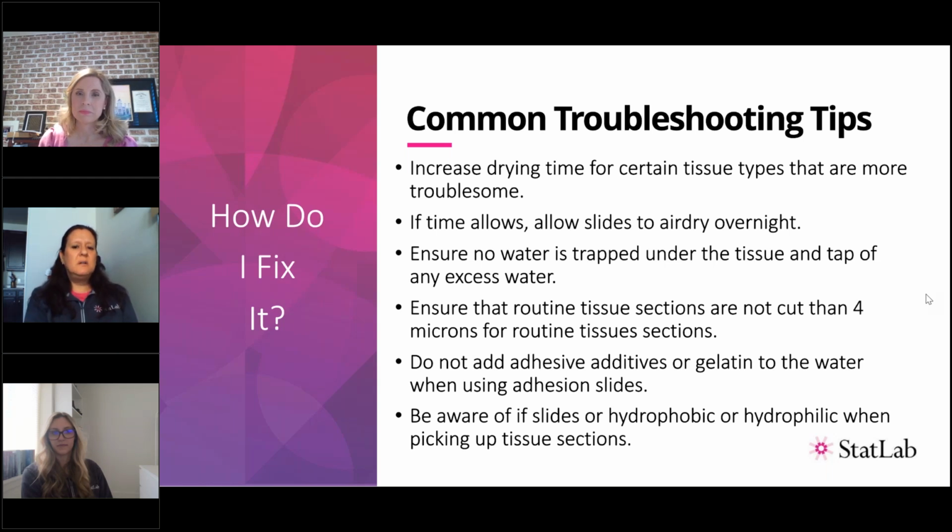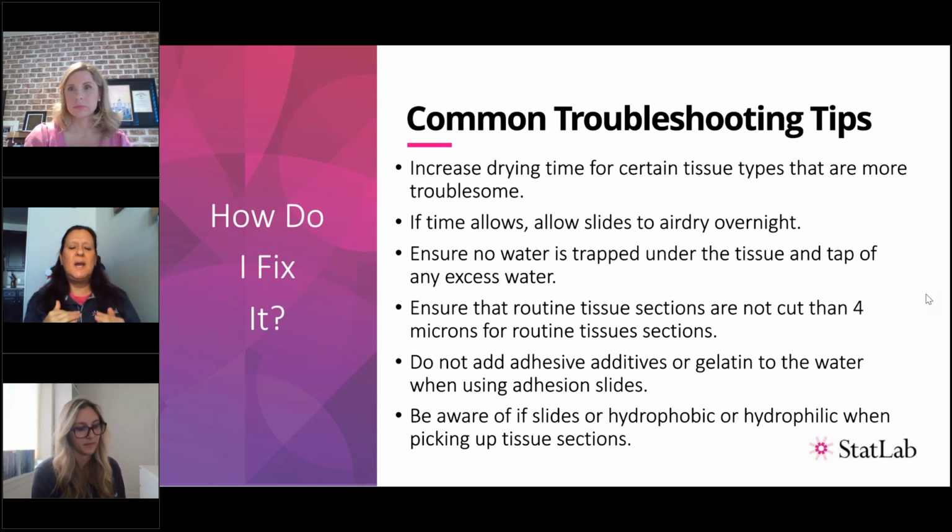Another thing, if you're noticing a lot of tissue wash, just make sure that if you are using an adhesion slide, that you're not adding any additives or gelatin to that water bath. This can kind of counteract the adhesion and cause it to not work as well.